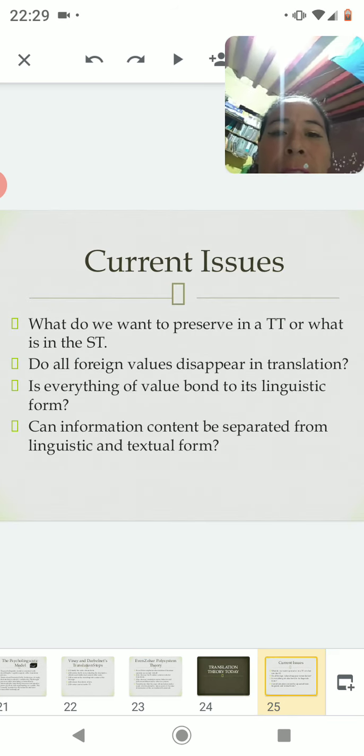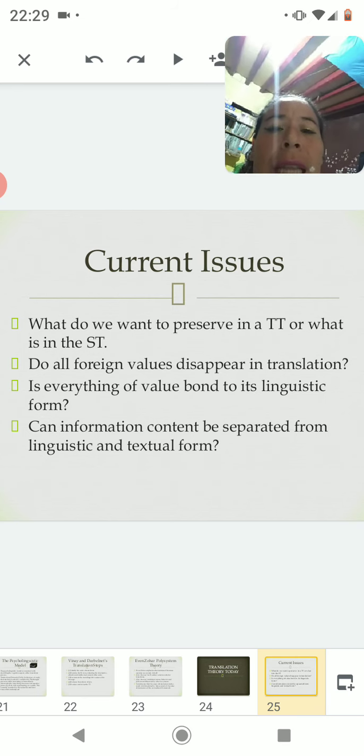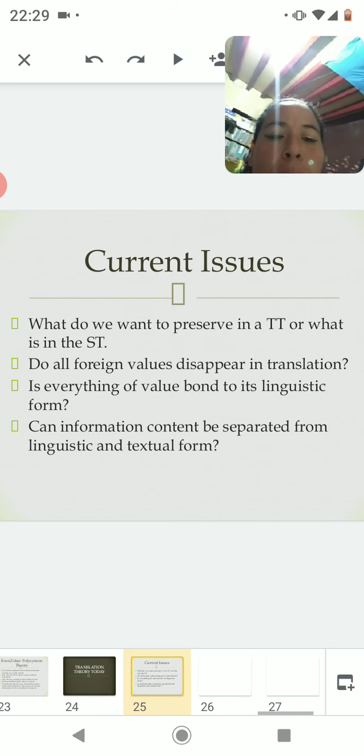Nowadays, we have some current issues. We want to preserve in the target language what is in the source language. And we have questions regarding whether the foreign values disappear in translation, or whether value is bound to the linguistic form, or whether information content can be separated from linguistic and textual forms.